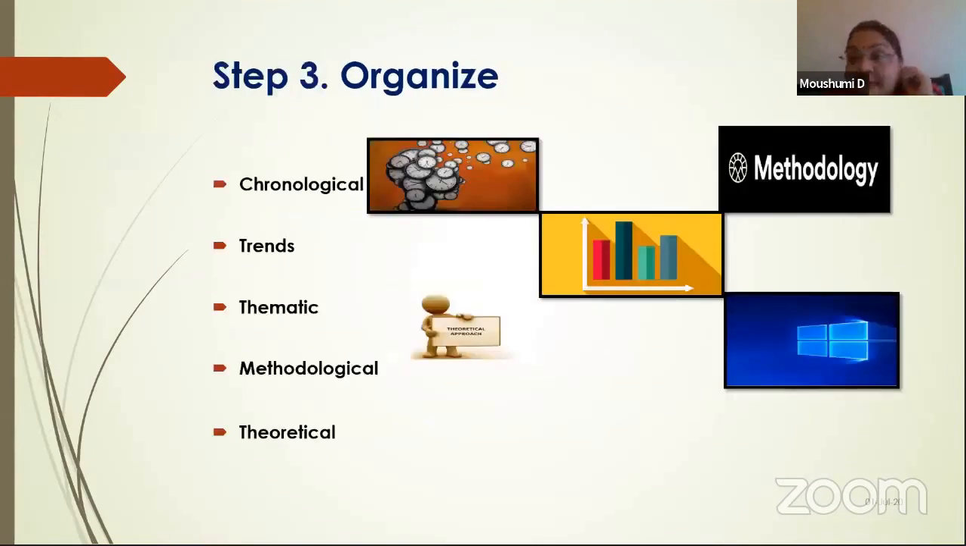So, as I said, we'll be organizing it. We have planned it, we have researched it, got everything. I know how to cite it. I know how to paraphrase it. Now, how do I put it one after the other? There are five ways by which you can put your literature review: either it is chronological, or it is according to the trend, or it is thematic, or it is methodological, or it is theoretical. Let us find out in short, one by one.